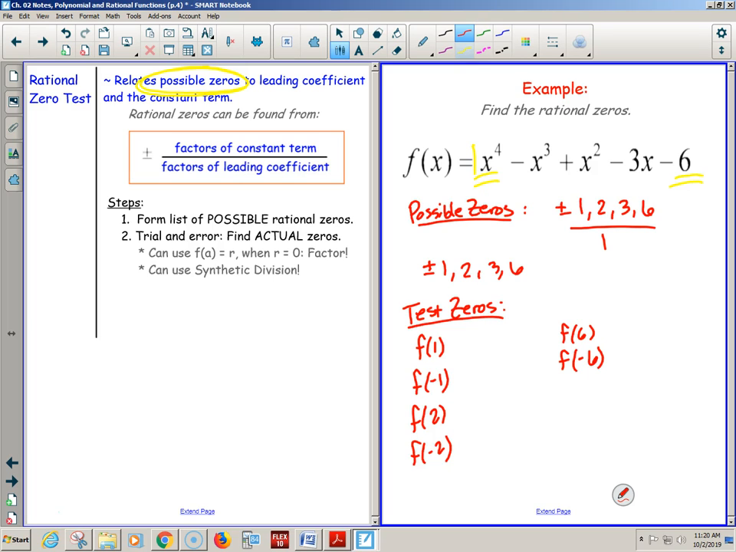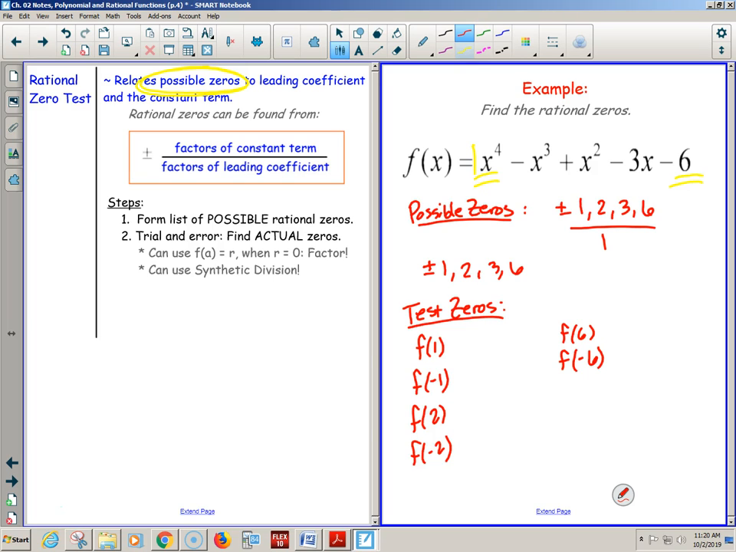Now, some of your brains are like, plugging in is dangerous for me. I don't want to plug in. I would rather, in section 2.3, didn't we learn there was another way than plugging in? Could you do synthetic division for every single one? Yeah, plug 1 in the box, -1, 2, -2, 6, -6 in the box.